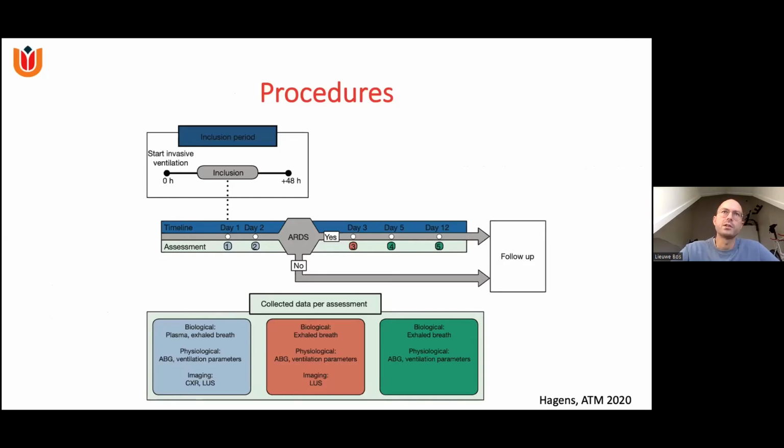The study procedures were as follows. The patient was included as soon as possible after the start of invasive mechanical ventilation. The patient was sampled on day 1 and 2, so the first 2 days of mechanical ventilation, using plasma, exhaled breath, blood gases, ventilation data, and imaging with chest X-ray and lung ultrasound. And then depending on whether the patient had ARDS, yes or no, we continued sampling or stopped sampling.